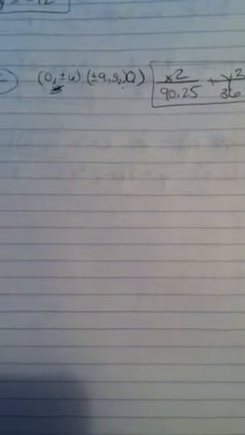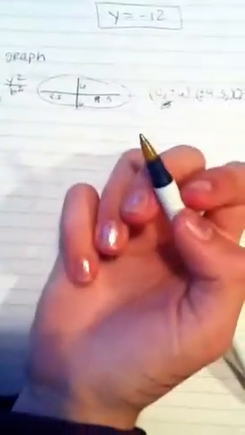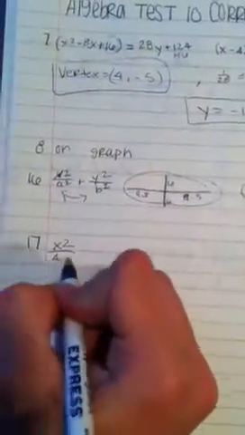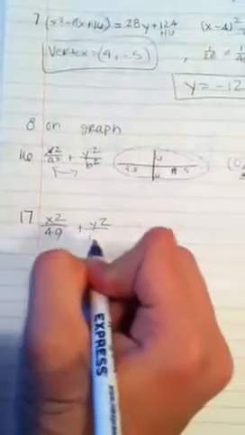Then number 17. Find the foci of the ellipse with the equation x squared over 49 plus y squared over 64. Then graph, and I did the graph right, but I just found the wrong foci, and I just didn't really know how.